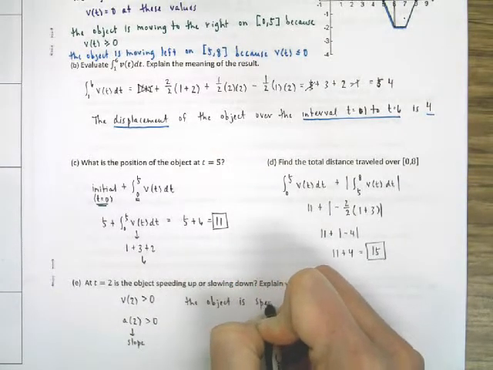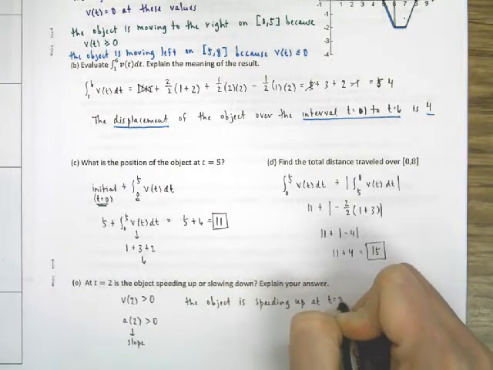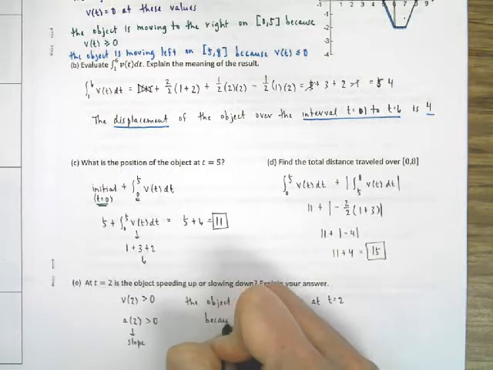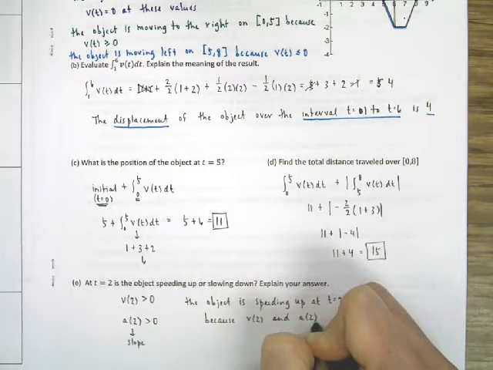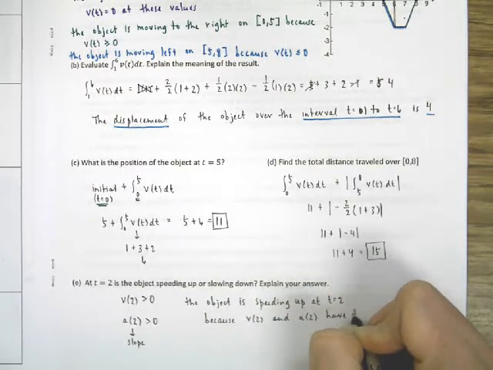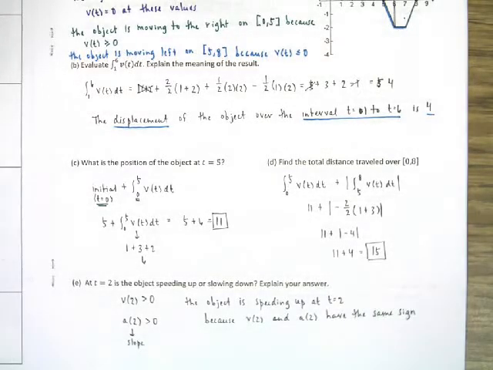So now I would say the object is speeding up at t equals 2 because v of 2 and a of 2 have the same sign. You could also say that v of 2 is greater than 0 and a of 2 is greater than 0. Again, they're looking, do you know that you have to compare those signs? All right, so that's what this might look like if you're given a graph for velocity. Let's go ahead and flip to the next page.